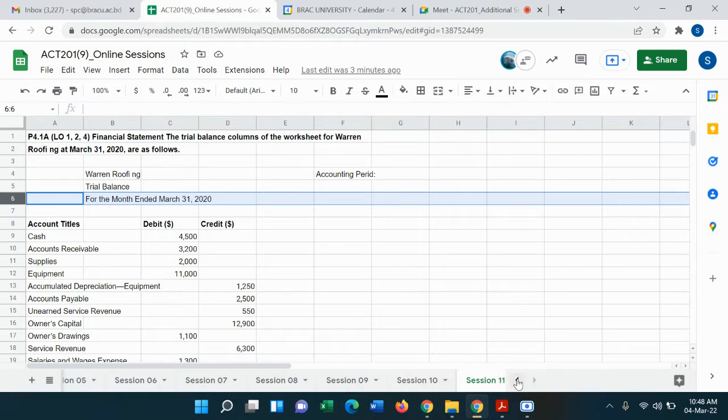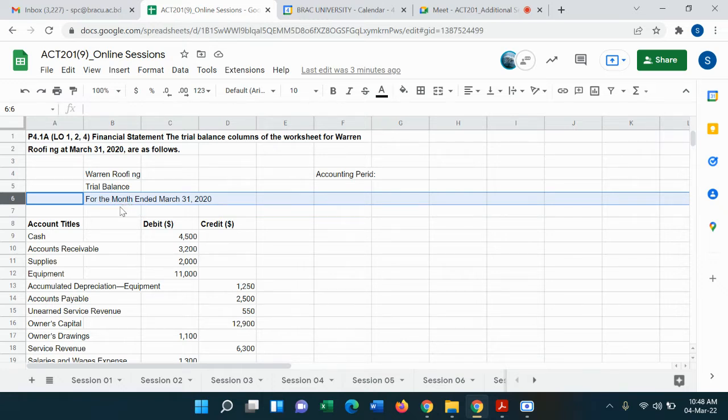Probably in the second session I have mentioned this. They have started on March 1. That means this trial balance is prepared for 1 month. If it is for a year, what did they mention? For the year ended. If it is a 3 months period, then they will mention for the 3 months ended or quarter ended, like that. So from this line we can also find out the duration of the accounting period.